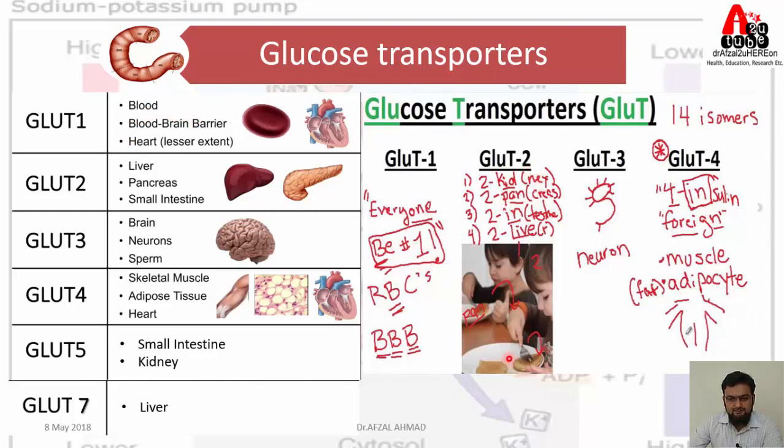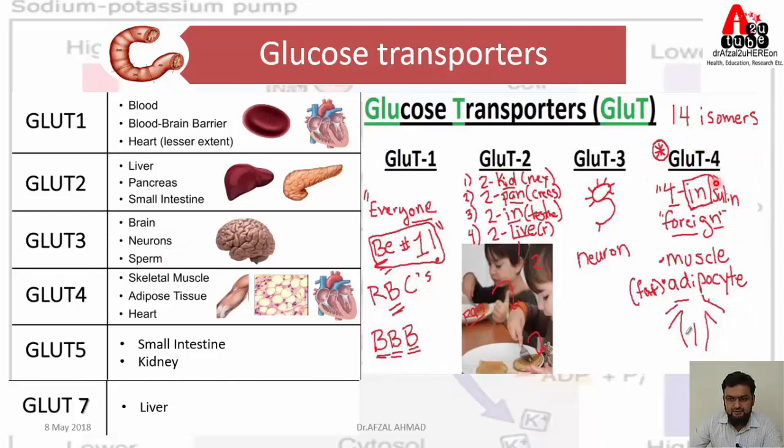Like this, for GLUT2, see the picture here: 2 kids, a pan is there, 2 pans are there, and both are in a live position, in live of eating something. So 2 stands for GLUT2 and 2 kid here, kid for kidney, pan for pancreas, in for intestine and live for liver. So 2 kid pan in live is the mnemonic for the site of the GLUT2 receptor. For GLUT3, see the 3 written here, and 3 represents the structure of a neuron or ganglion. The neuron is majorly present in the brain. So the site of GLUT3 is brain and neuron, and sperm you have to remember.